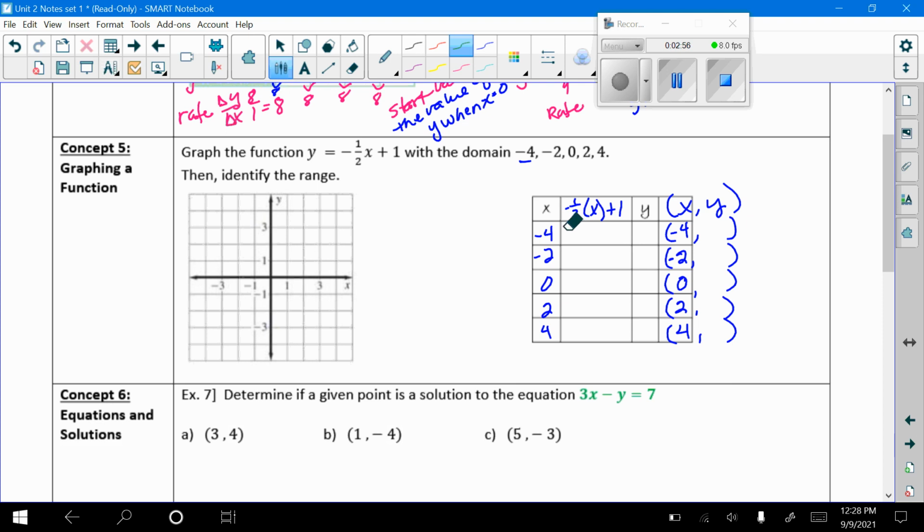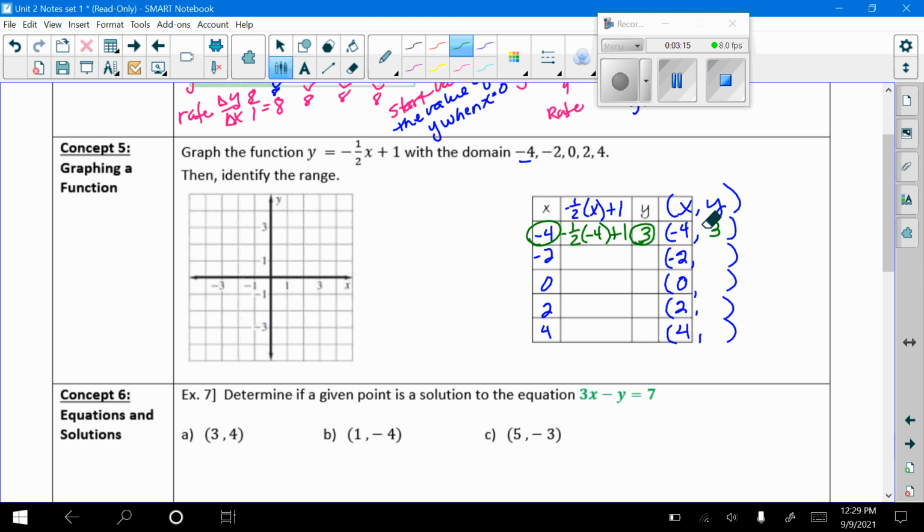So I'm going to say -1/2 times -4 plus 1. Well, a negative and a negative is a positive. 1/2 of 4 is 2. So 2 plus 1 is 3. So I know it's -4, 3. I'm looking at -4, 3 as my ordered pair.